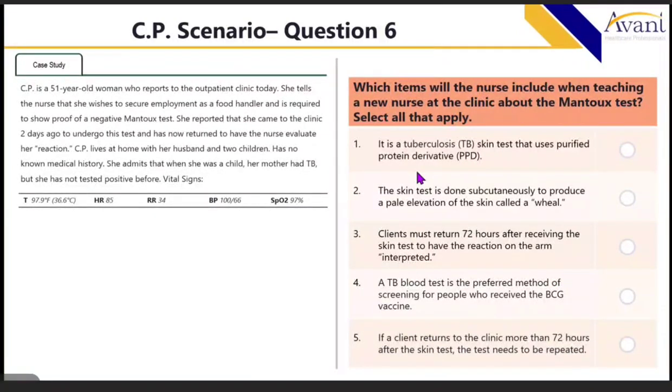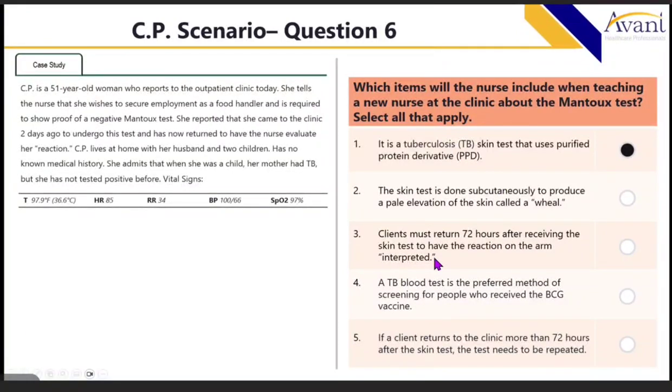Okay, so it is a tuberculosis, a TB skin test that uses purified protein derivative. That is a true statement. So that is something we would tell our new nurse. Number 2, the skin test is done subcutaneously to produce a pale elevation of the skin or wheal is not true. It's not true because it is given intradermally, right? So you have to read all of the words, right?